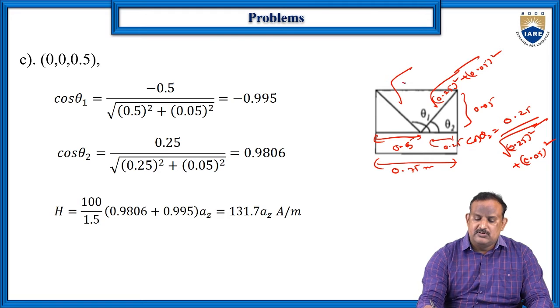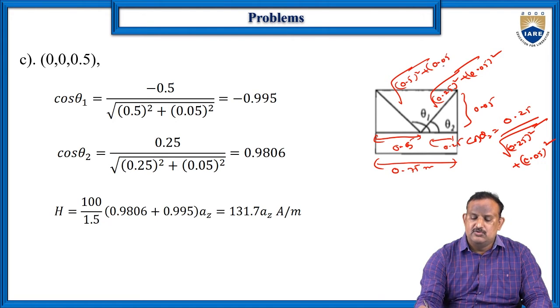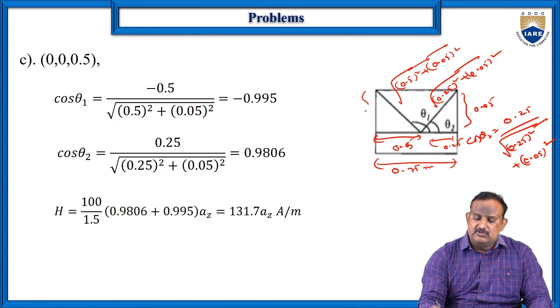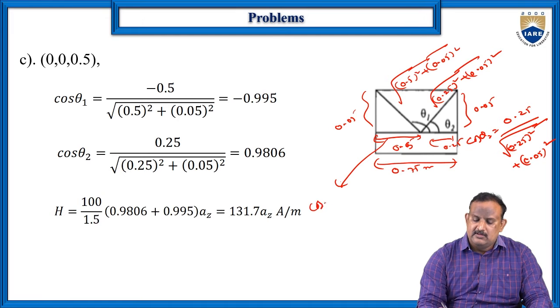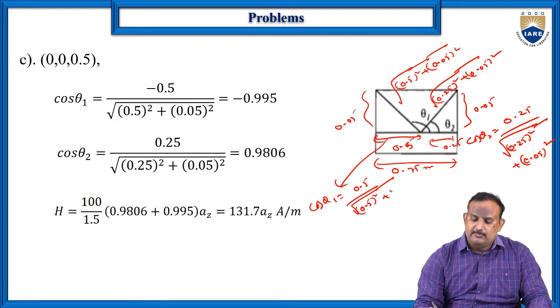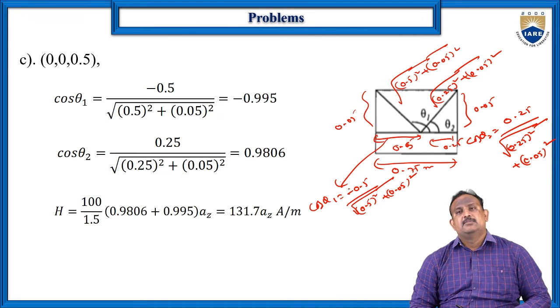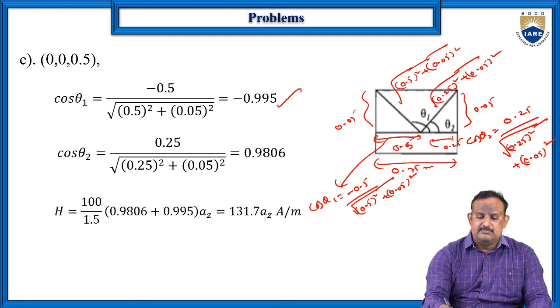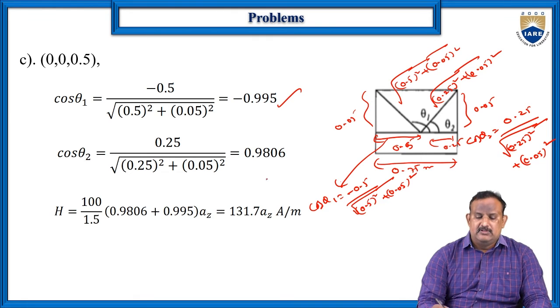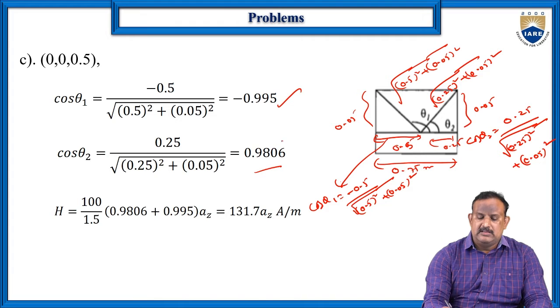So here it is root of 0.5 whole square plus 0.05 whole square. So this one is again 0.05. Therefore here we can write cos theta 1 equal to 0.5 by root of 0.5 whole square plus 0.05 whole square. Because it is the left side, we can assume the negative sign. So if you find the values, it is minus 0.995 and cos theta 2 is 0.9806.